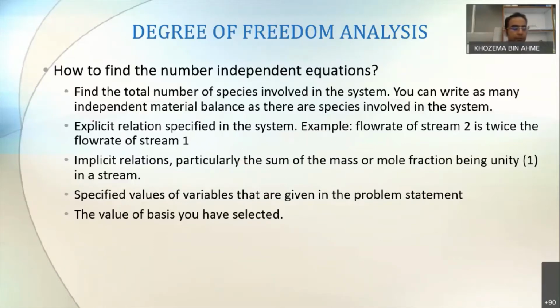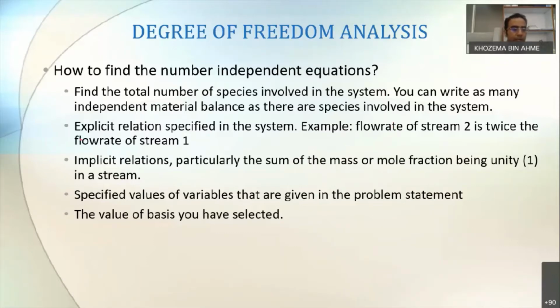Okay, the first thing you do, after you have labeled everything and found the number of unknowns, is find the total number of species involved in the system. You can write as many independent material balances as there are species involved in the system. So if your system has, for example, just now we have NaOH and H2O, you can only have 2 independent equations there, because we only have 2 species involved in our system.